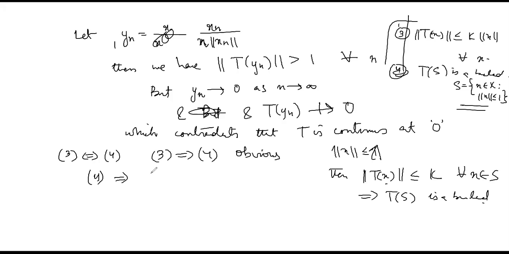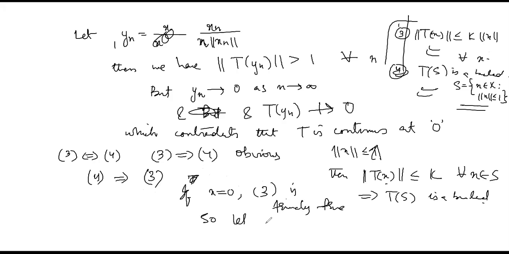4 implies 3. अब 4 implies 3 का मतलब क्या है? वो भी उतना कुछ मुश्किल नहीं है कि अगर 4 ट्रू है तो उसका मतलब क्या हुआ? मुझे 4 से दिखाना है 3. I have to prove 4 is this and I have to prove this. Now if x is equal to 0, 3 is trivially true क्योंकि दोनों साइड 0 हो जाएंगे. Trivially true. So let x not be equal to 0. ठीक है? x अगर 0 होगा तो t of x भी 0 है, यहाँ भी norm of x भी 0 है, norm of tx भी 0 है, so 0 is equal to 0, nothing to prove.